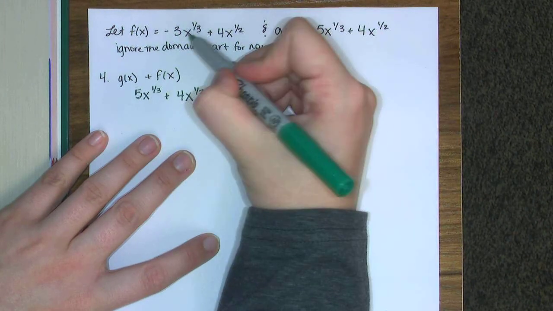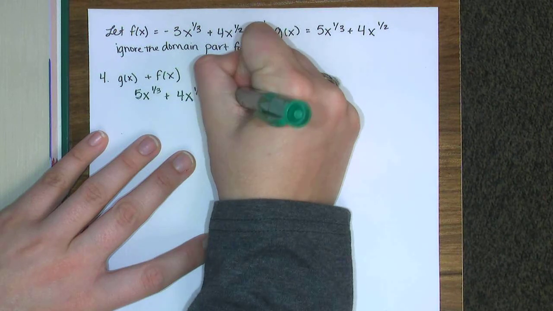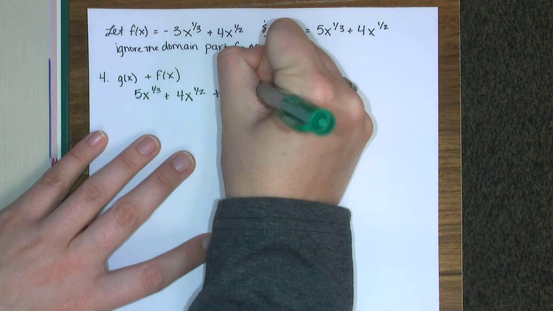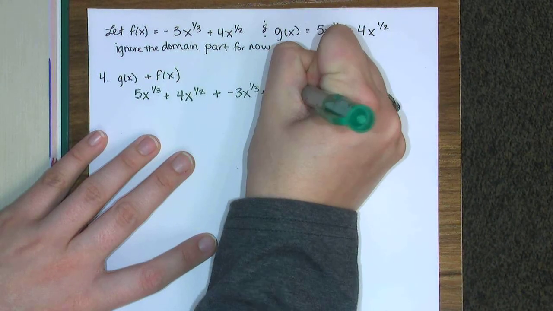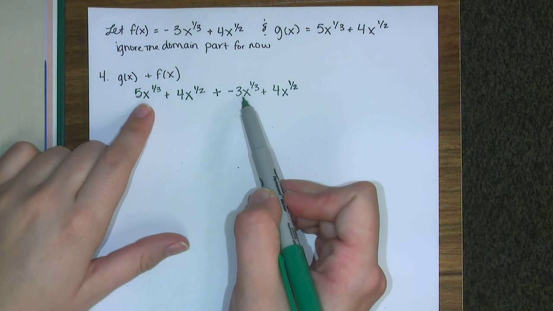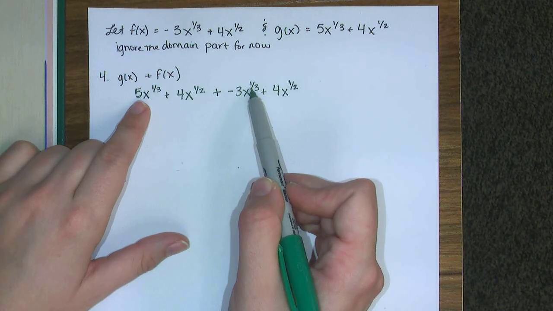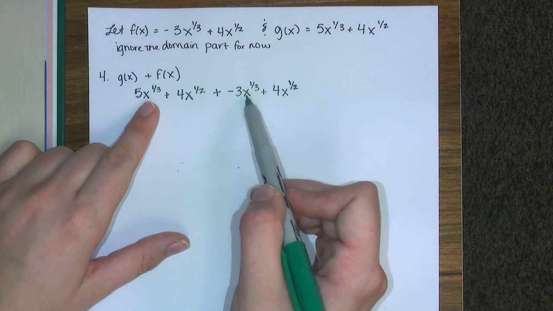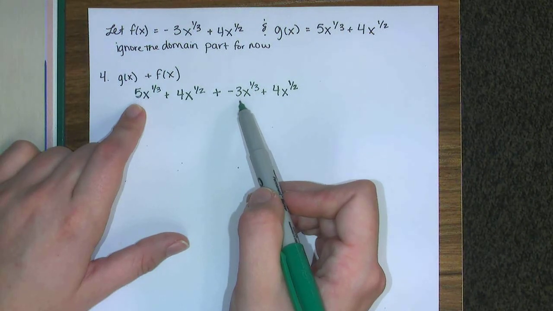Now I can combine like terms. I have a 5x to the 1/3 and a -3x to the 1/3. Both x's are raised to the same thing, so 5 minus 3 is 2, 2x to the 1/3. Then 4x to the 1/2 and 4x to the 1/2, add them together, gives me 8x to the 1/2.